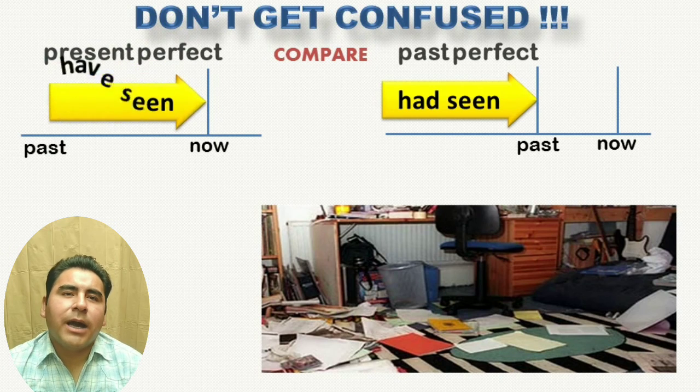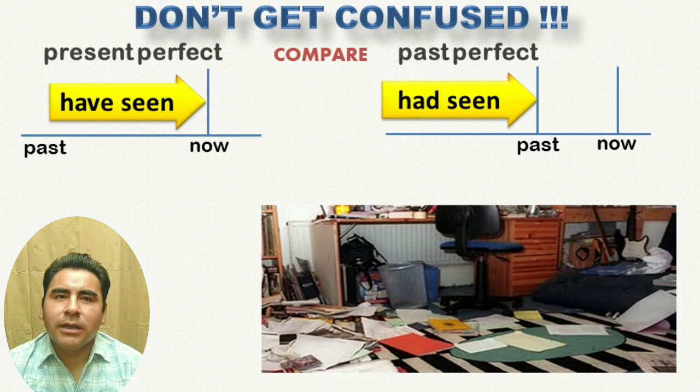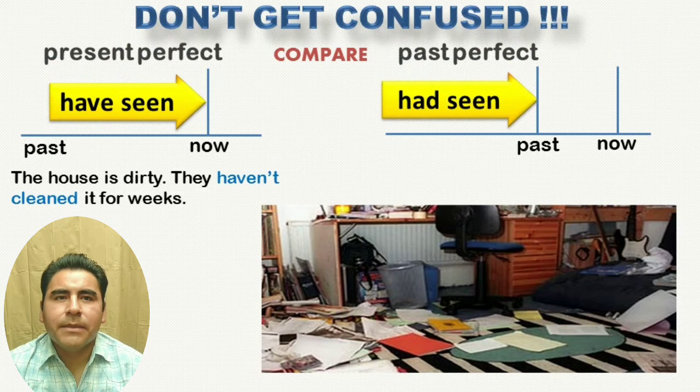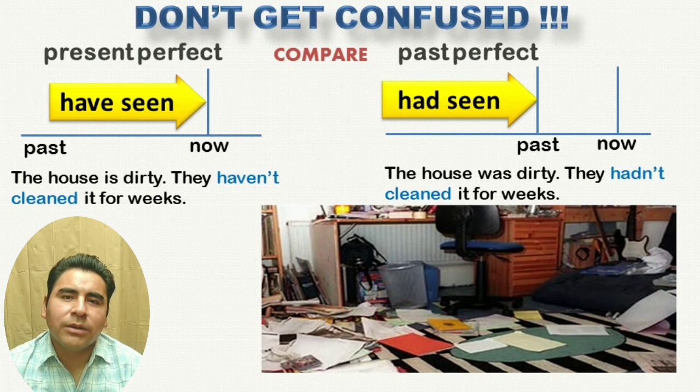Look at this example. The house is dirty. They haven't cleaned it for weeks. Okay, that started in the past. They haven't cleaned it. It's still dirty. The house was dirty. They hadn't cleaned it for weeks. Okay, that happened in the past. That's past perfect. But probably now the house is clean, not like this. This picture could be set to the first example, the present perfect. But specifically we are talking about the past perfect.